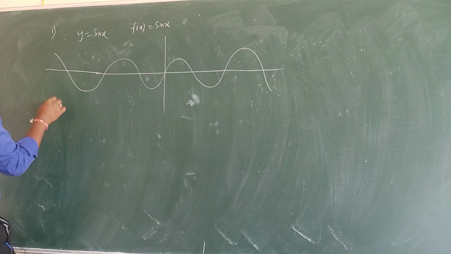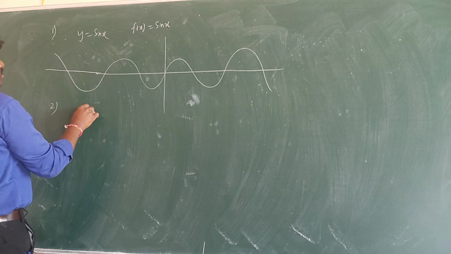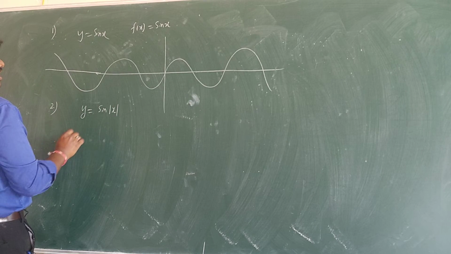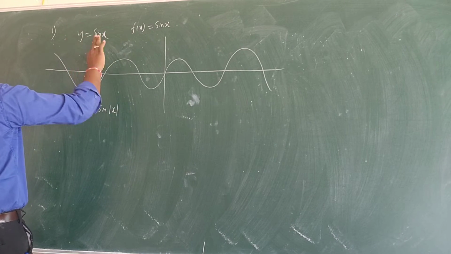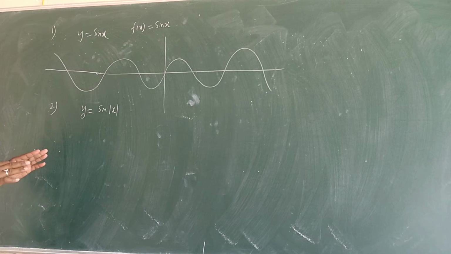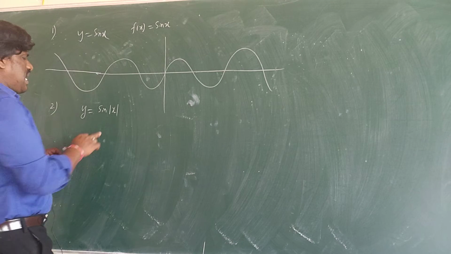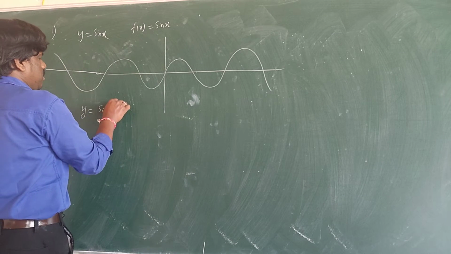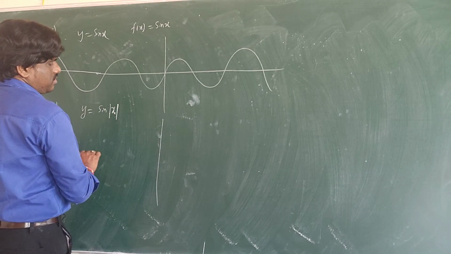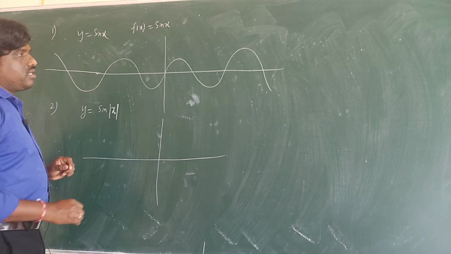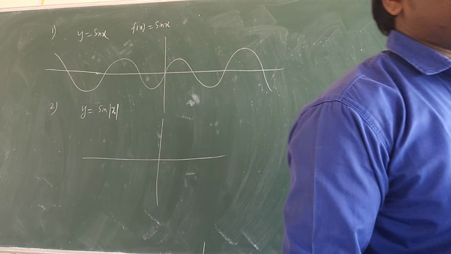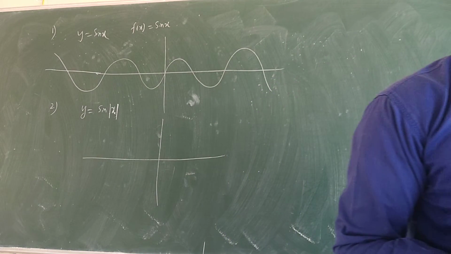But second point, suppose you have y is equal to sin mod x. What I want to say is, I want to keep the domain as mod, means I am keeping the domain positive. Mod x means I can keep all the things, but if I am making this x modulus, then what happens? If I am keeping mod for x, what happens to the graph? I am talking about the graph.